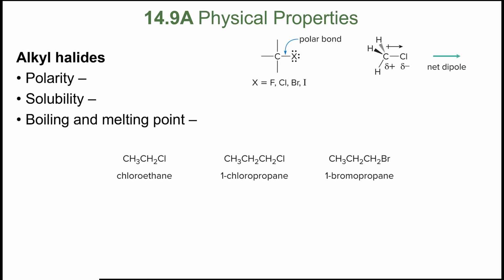Alkyl halides are polar because of the lone pairs, and they're also electronegative. They are generally pretty insoluble. And the boiling and melting points are slightly higher than alkanes that are similar in mass.